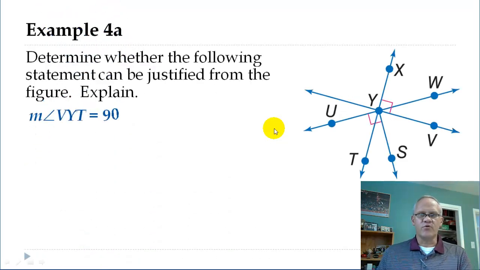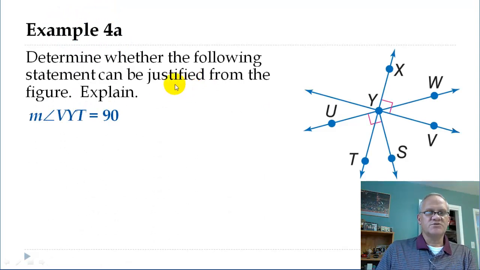All right, example 4a. Got just a few examples and we're done. We're almost there. Determine whether the following statement can be justified from the figure. So it says, can we, from this figure, tell for sure that the measure of angle VYT is 90? All right, well, let's see. VYT. Can we tell for sure from this diagram that it's 90 degrees?